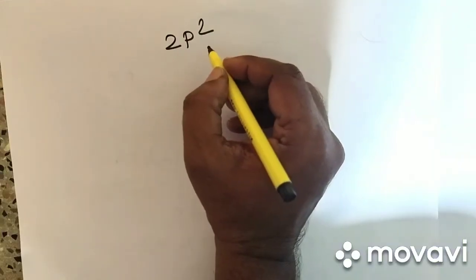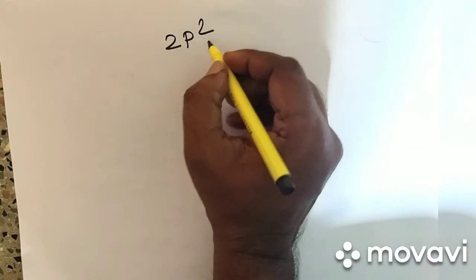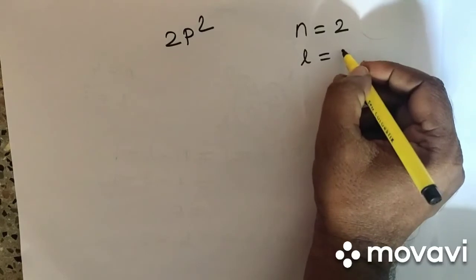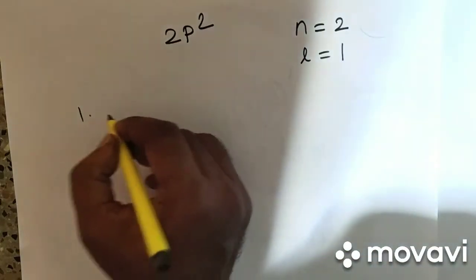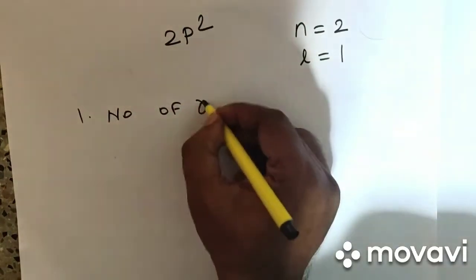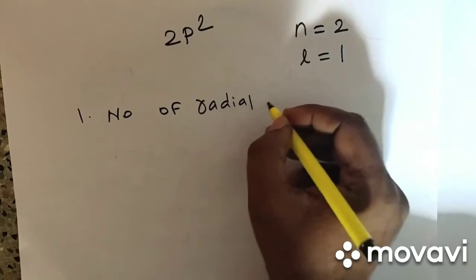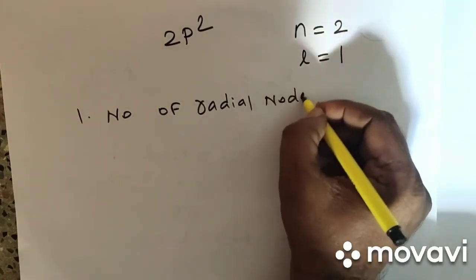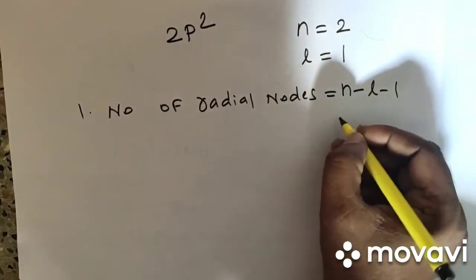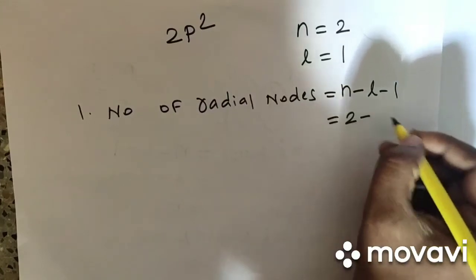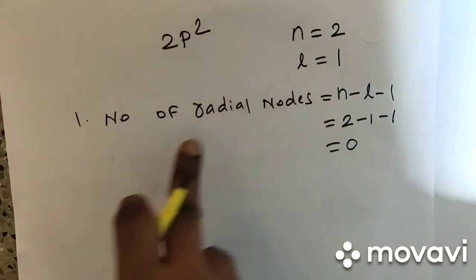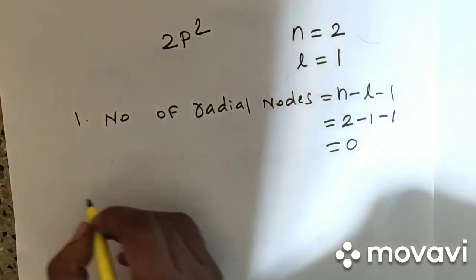We take another example for practice. 2p2. The n value is 2. The l value is equal to 1. First you find the number of radial nodes. Formula is n minus l minus 1. The n value is 2, the l value is 1, minus 1. So the answer is 0. The number of radial nodes is equal to 0.